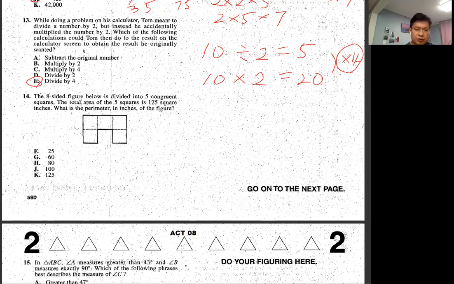An 8-sided figure below is divided into 5 congruent squares, okay? The total area of the 5 is 125. 125 divided by 5, 1 is 25. That means one side is 5. So how many sides do we have? 1, 2, 3, 4, 5, 6, 7, 8, 9, 10, 11, 12. 12 of them. So 12 times 5, which is 60, will be the answer.